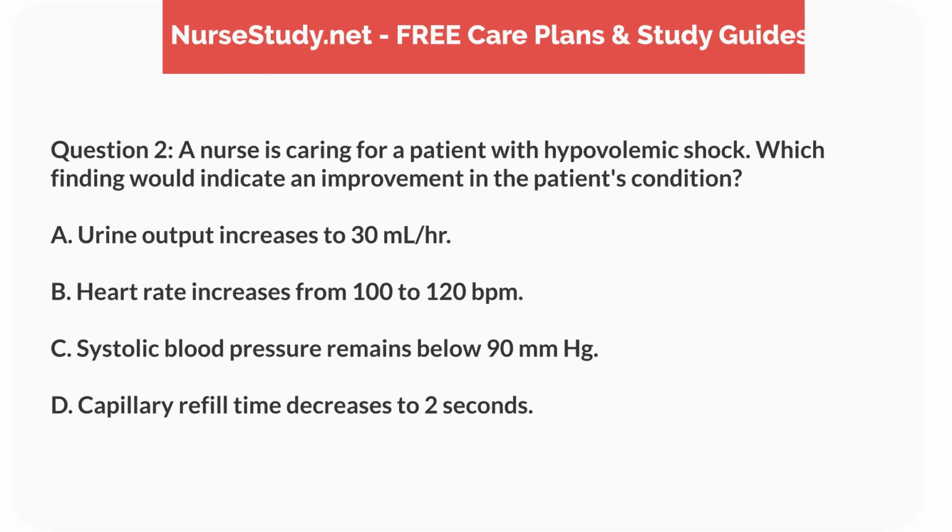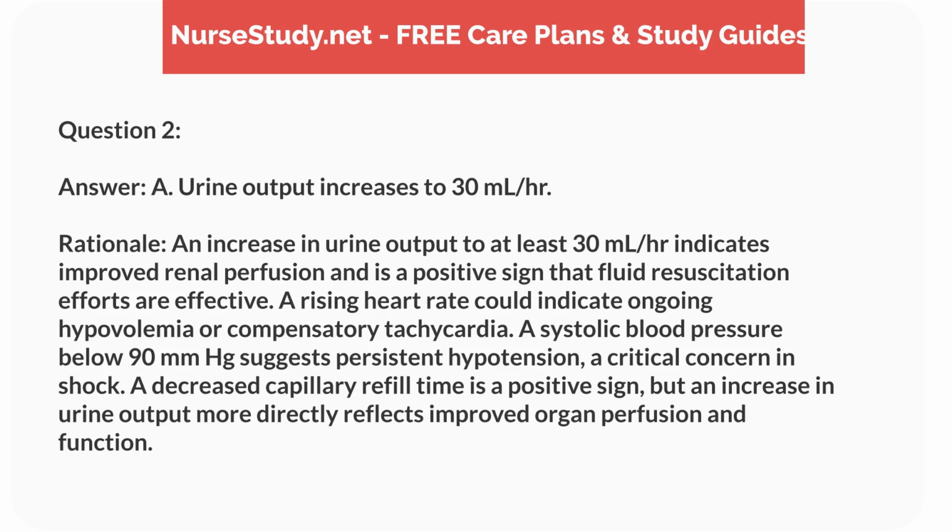Question 2. A nurse is caring for a patient with hypovolemic shock. Which finding would indicate an improvement in the patient's condition? A. Urine output increases to 30 milliliters per hour. B. Heart rate increases from 100 to 120 beats per minute. C. Systolic blood pressure remains below 90 millimeters of mercury. D. Capillary refill time decreases to 2 seconds. Answer: A. Urine output increases to 30 milliliters per hour.